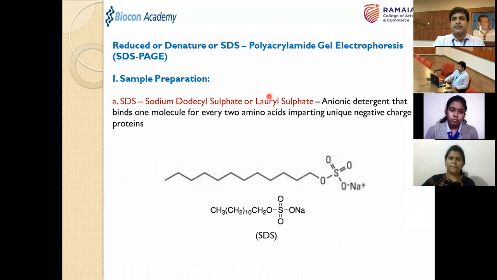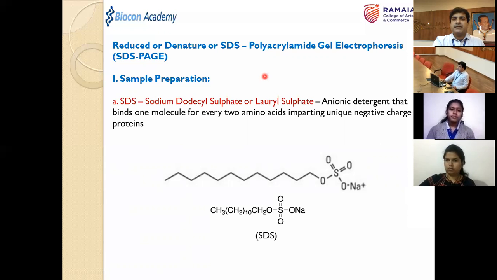So if the discussion of native gel electrophoresis is clear, then we are going to move forward with the reduced or denatured or SDS polyacrylamide gel electrophoresis, which is very widely used in proteomic studies. These are very basic techniques for characterization of the protein samples, SDS polyacrylamide gel electrophoresis.